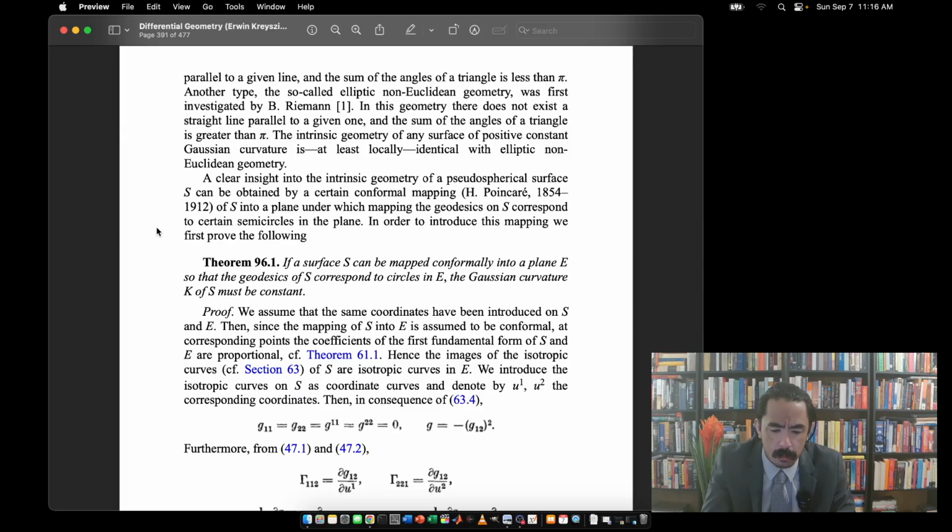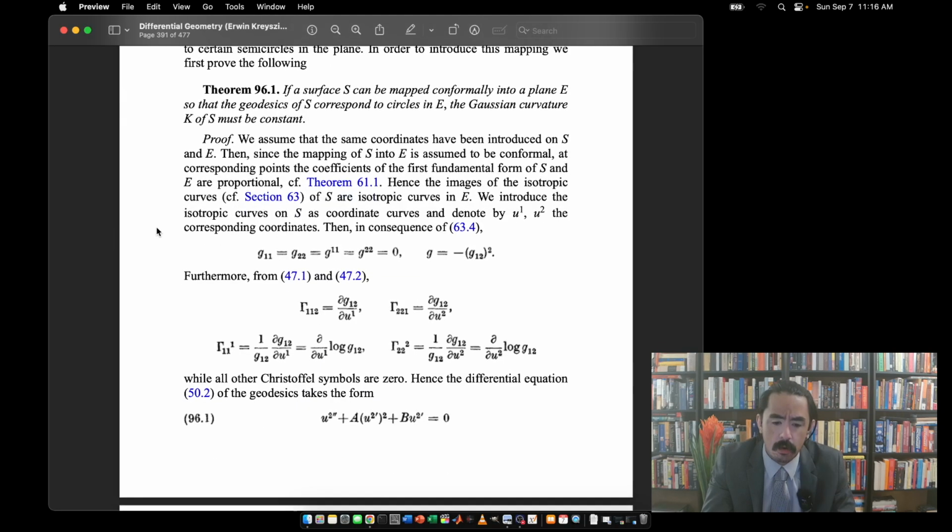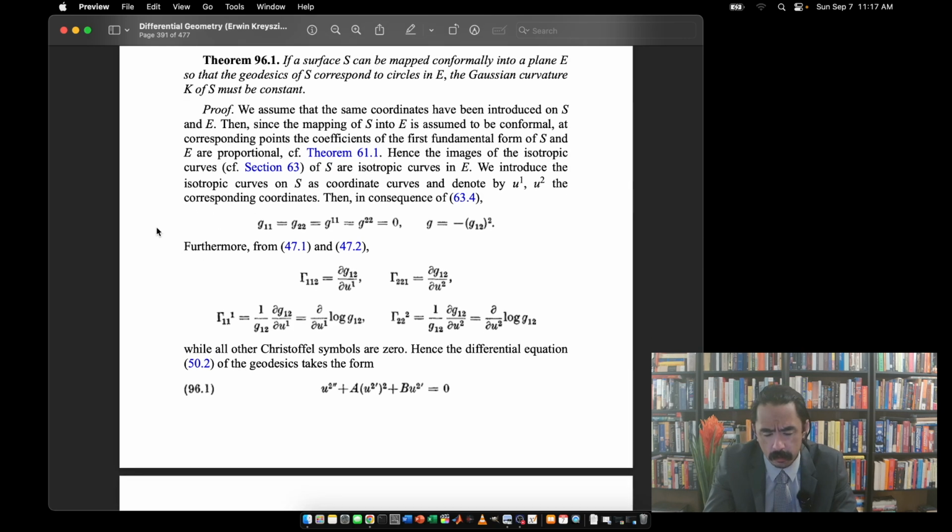In order to introduce this mapping, we first prove the following. Theorem 96.1. If a surface capital S can be mapped conformally into a plane capital E so that the geodesics of capital S correspond to circles in capital E, the Gaussian curvature capital K of the surface capital S must be constant, and the proof is as follows. We assume that the same coordinates have been introduced on capital S and the plane capital E. Then, since the mapping of S into E is assumed to be conformal at corresponding points, the coefficients of the first fundamental form of S and E are proportional.